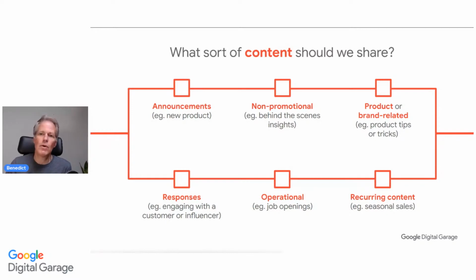And run a theme or regular content feed as an idea, okay? And then you've got product or brand related tips or tricks, and then responses, for example, engaging with a customer or influencer, operational job openings. Of course, obviously you can open up for more people to join the team, that's great. And if you're following your social media a lot, you can see people who are really into it, and you can gauge a little bit of what they're like as well. And then recurring content, seasonal sales and that kind of thing.